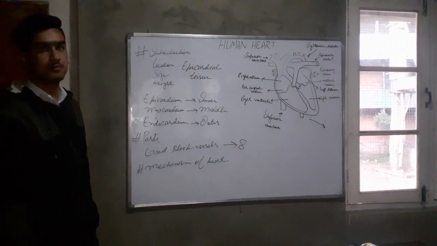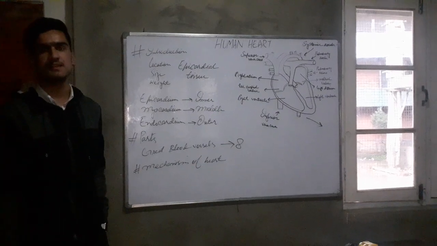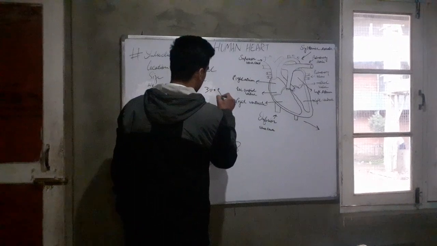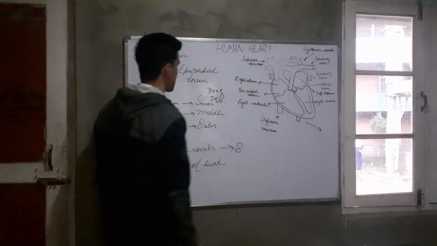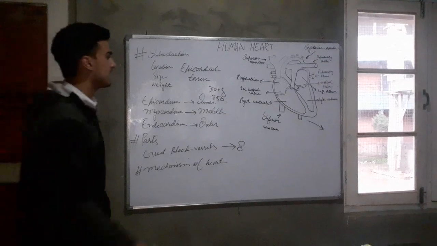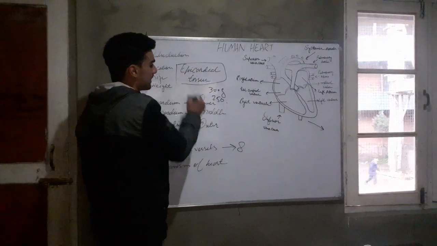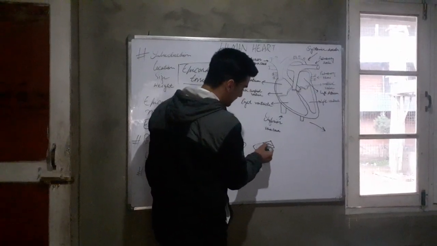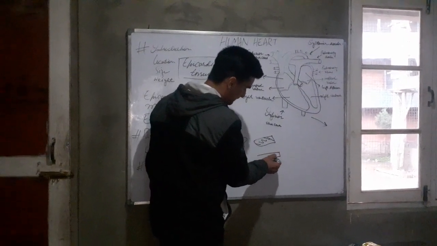The human heart in case of males weighs about 300 grams, and in case of females it weighs 250 grams. The color of the human heart is reddish brown. It's enclosed by a tissue called epicardial tissue. The epicardial tissue is of two layers. One layer is thick and one layer is thin.